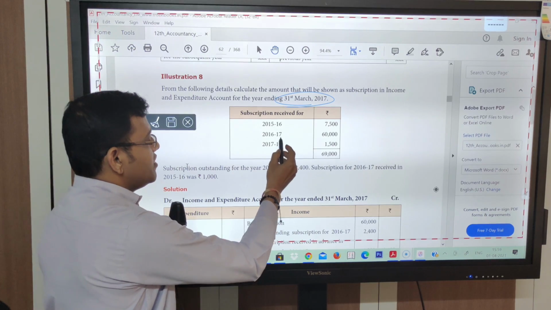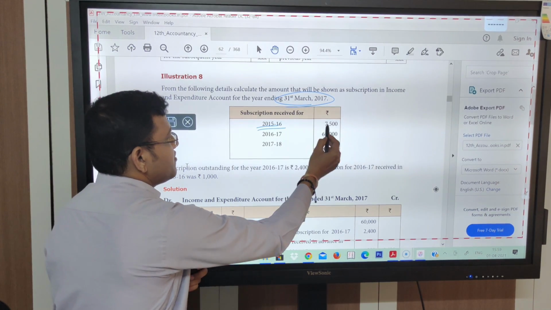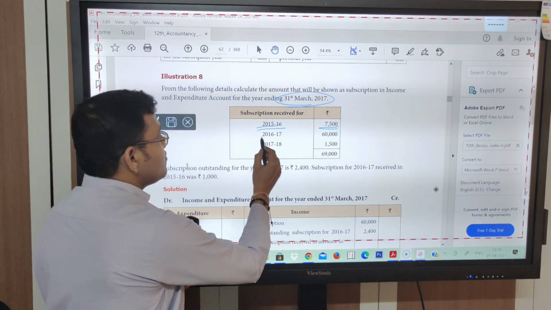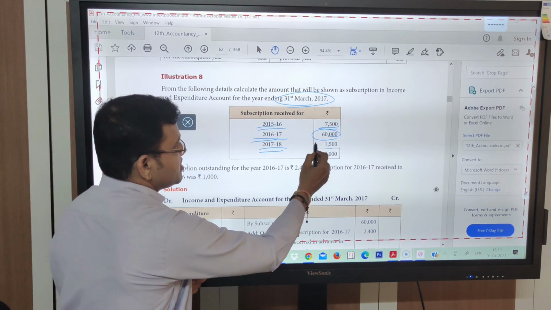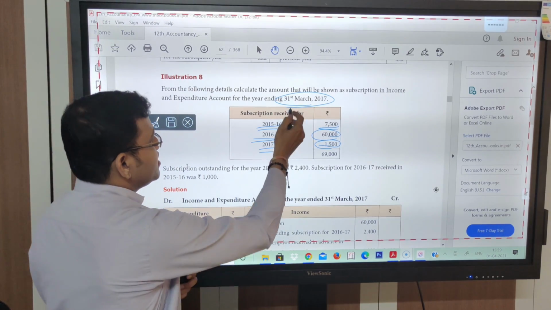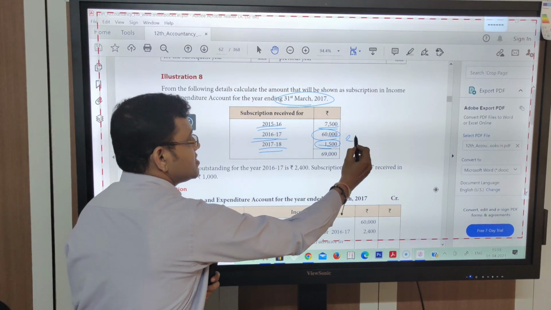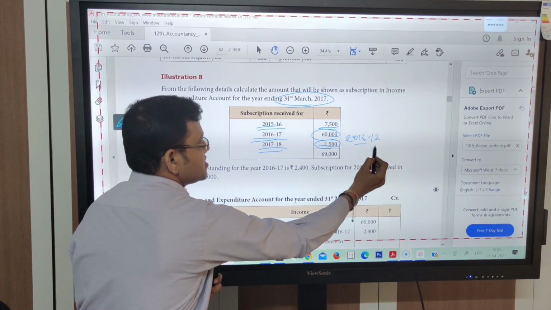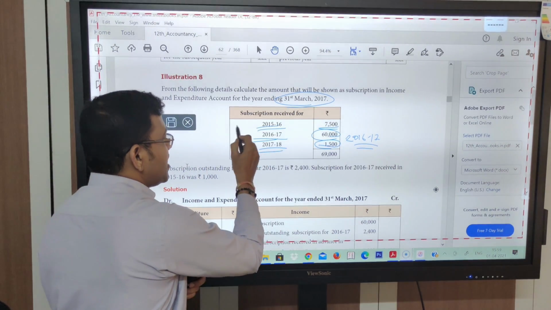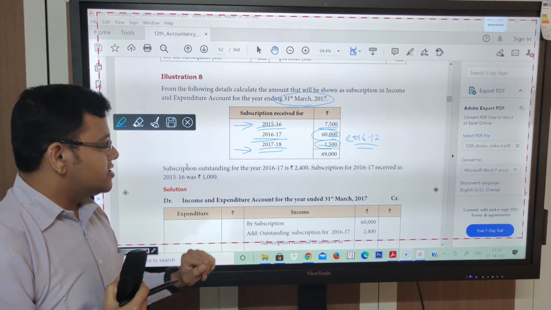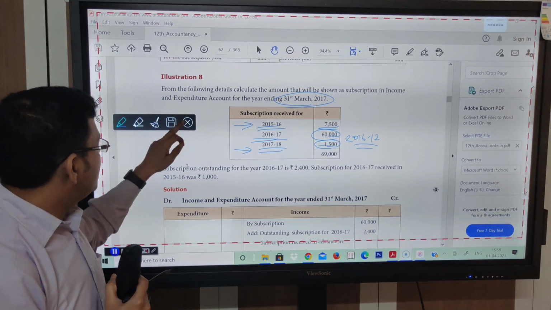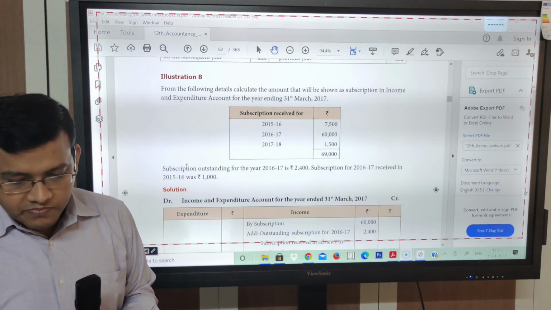And if you see, we have received how much? For 15-16 we have received 7,500. For 16-17 we have received 60,000. And for 17-18 we have received 1,500. Now our year is which one? 2016-17. So this is the current year. So this is the past year and this is the next year. So what we have to do, we have to exclude these when we show the subscription income. So let's see how it is presented.